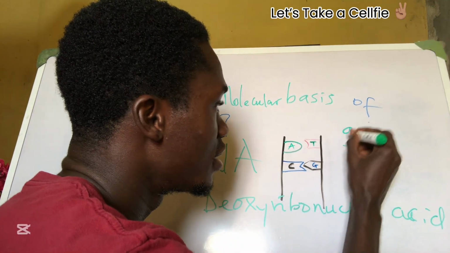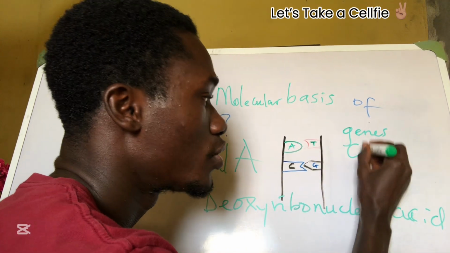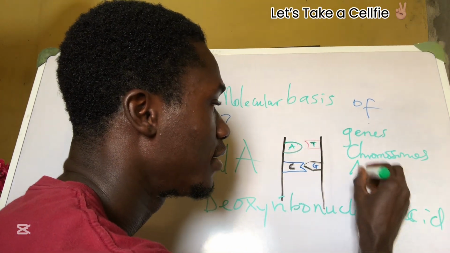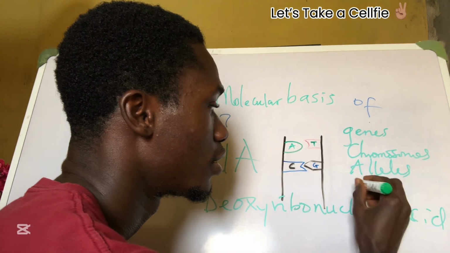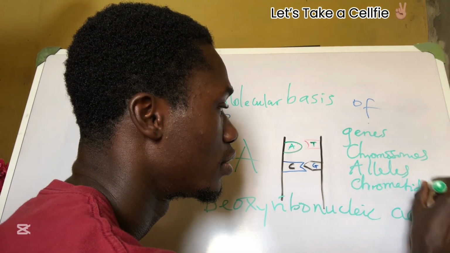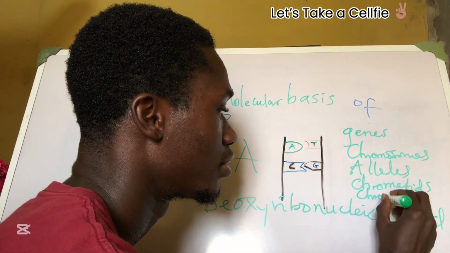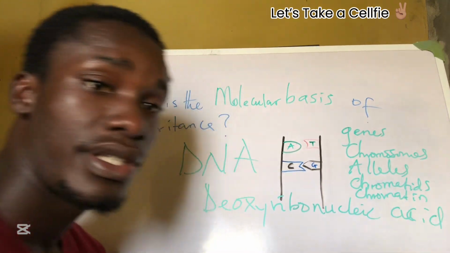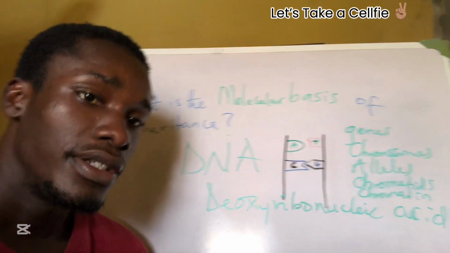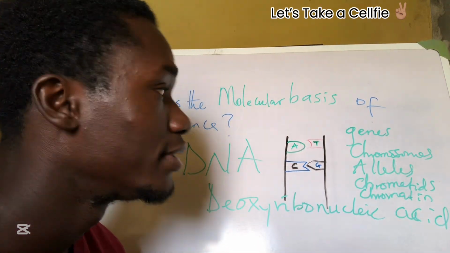Whether genes, chromosomes, alleles, chromatids, chromatin, these are all forms of DNA.